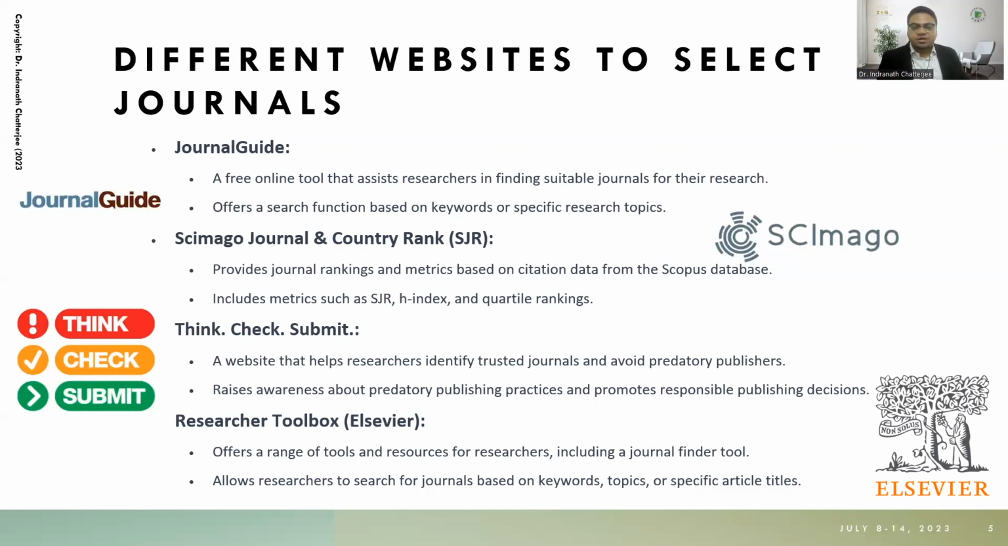So you can search for a journal, you can check whether it is predatory or not, and you can avoid publishing in the bad journals. So it gives a good awareness of predatory publishing practice, and it promotes responsible publishing decisions.